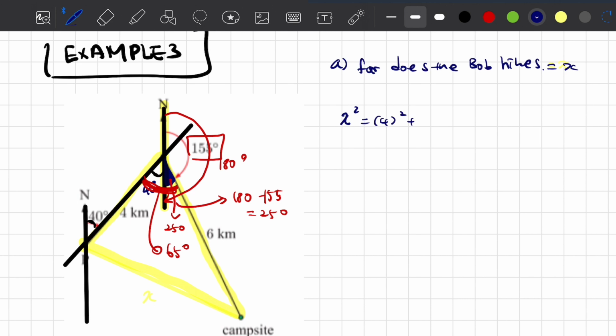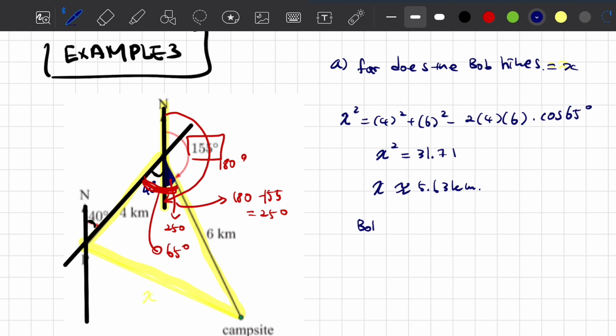Then using the cosine rule, the missing side x squared is the same as 4 squared plus 6 squared minus 2 times 4 times 6 times cosine 65 degrees. Then x squared is 31.71, so the x value is approximately 5.63 kilometers. Then we know that Bob hikes approximately 5.63 kilometers.